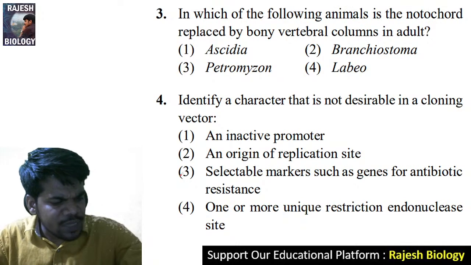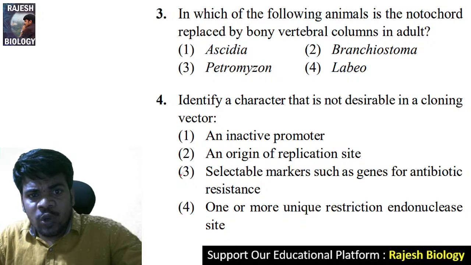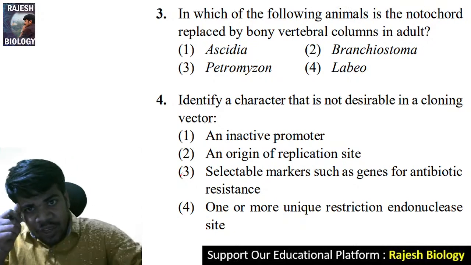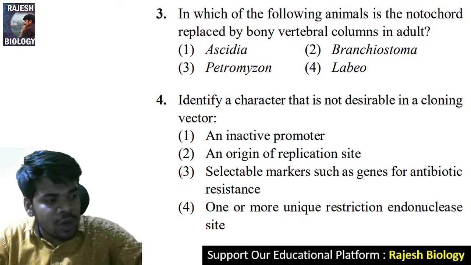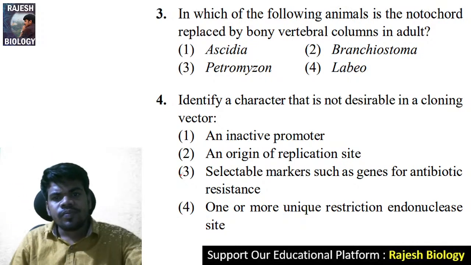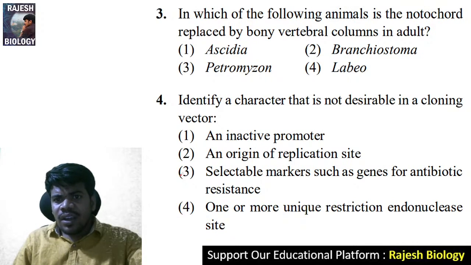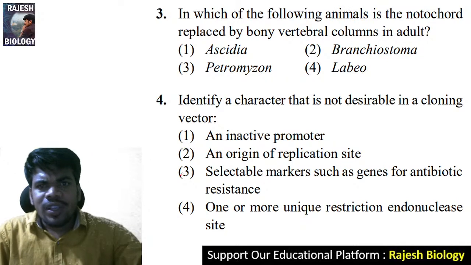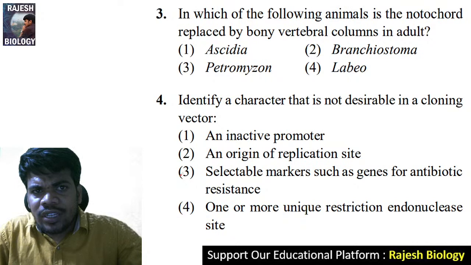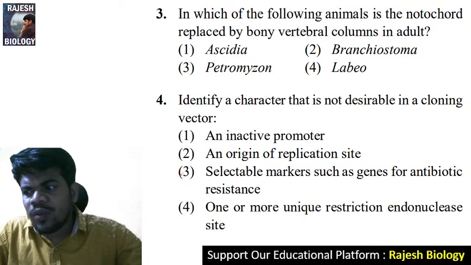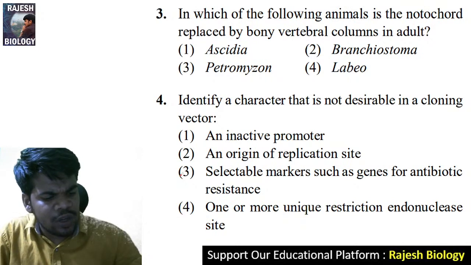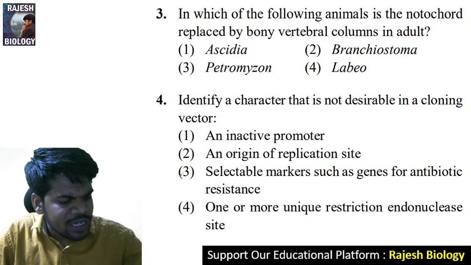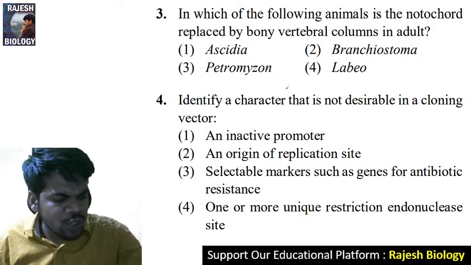Yes, correct, Praveen. In which of the following animals is the notochord replaced by bony vertebral column in adult? In adult, in which of the following organisms is the notochord replaced by the vertebral column? Ascidia, Branchiostoma, Petromyzon, Labeo. You know, Ascidia we can observe as a protochordate. Only in one stage it has the tail, it is a urochordate, we can say like this. So Ascidia is not the correct answer, Jnaneshwari. Come to Branchiostoma, a cephalochordate.